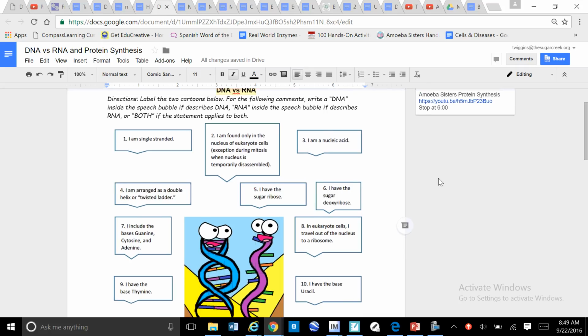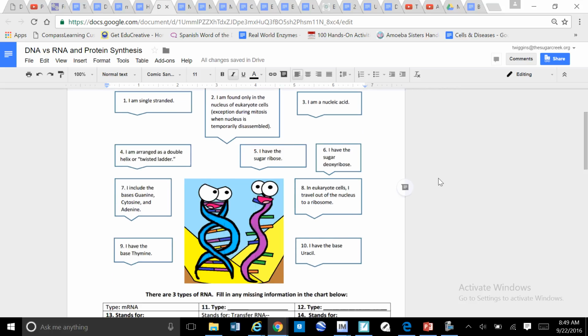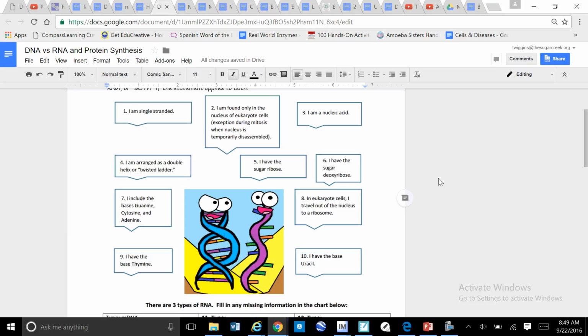Alright, so what's going to happen here is we're going to watch a little video. While watching the short video on DNA versus RNA and protein synthesis, you're going to label these little boxes with DNA, RNA, or both. These are tasks of what happens there. That make sense? You may not catch all 10 of them while we're doing it, but we're going to come back to it, so I do want you to catch what you can. And some of it you may already know. Okay, let's go ahead and watch the video.